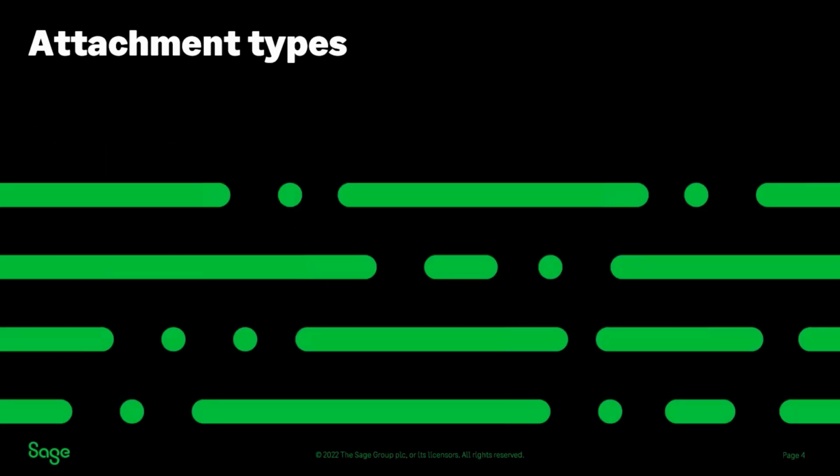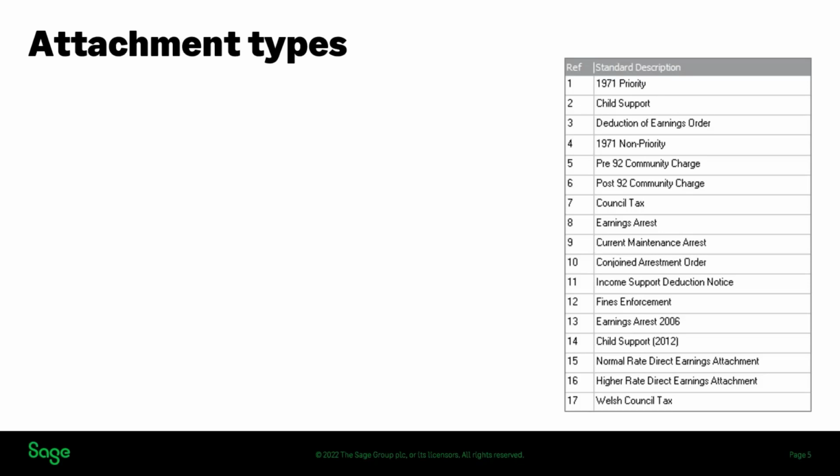So an attachment of earnings order is a court order which instructs an employer to deduct debt repayments directly from an employee's wages. There are 17 different attachment types that you can select within Sage 50 Cloud Payroll. Like I say, I've tried to simplify as much as I can and group these into 5 broad categories.